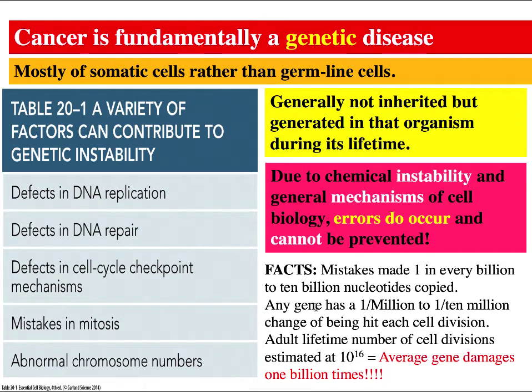Any single gene out of the 21,000 that we do have has a 1 in a million or 1 in 10 million chance of being hit by a mutation at every cell division that cell performs. So some cells are dividing more than others, so those cells are more susceptible to becoming cancerous. A human being generates 10 to the 16 number of cells in their lifetime. So that's replacement cells. That's a huge number. So mixing these numbers together, you find that on average, individual genes can become damaged about 1 billion times in their lifetime. That is amazing.